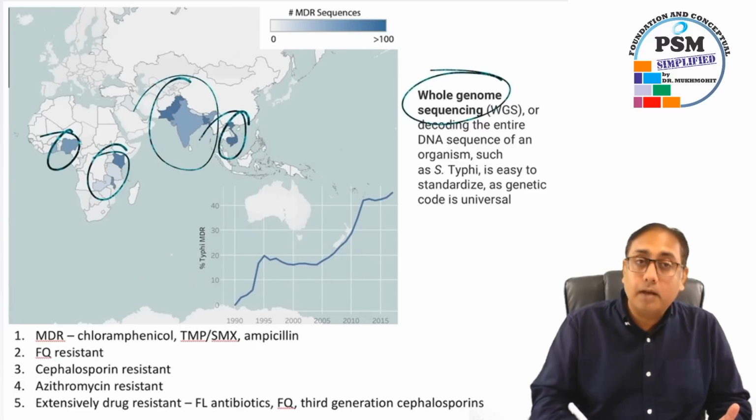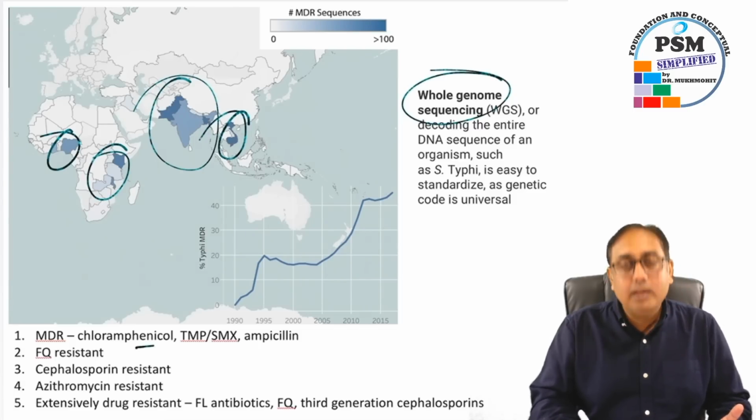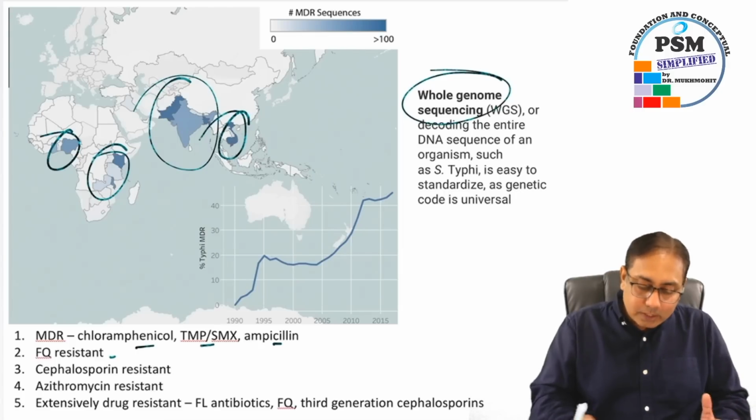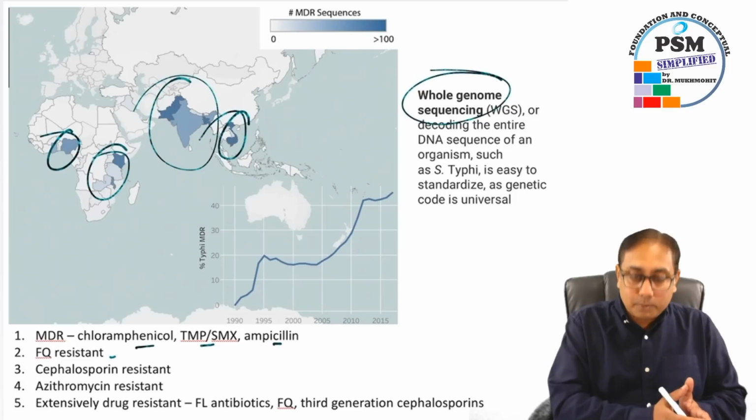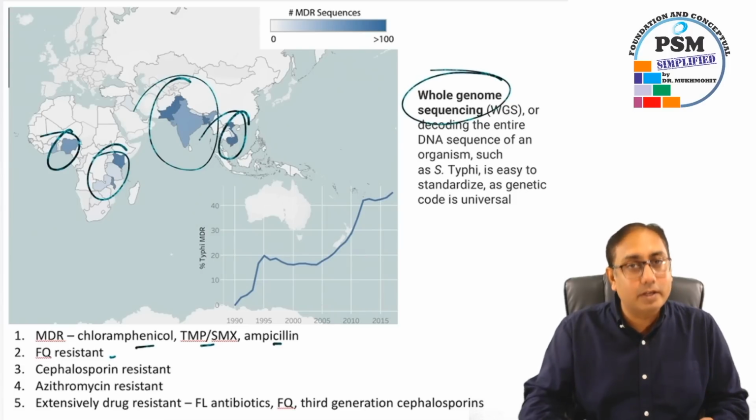We found out what MDR typhoid is, that is resistance to chloramphenicol, trimethoprim, sulfamethoxazole and ampicillin. Fluoroquinolone resistant typhoid can also be there. We can also have cephalosporin resistant, azithromycin resistant, and extensively drug resistant typhoid.